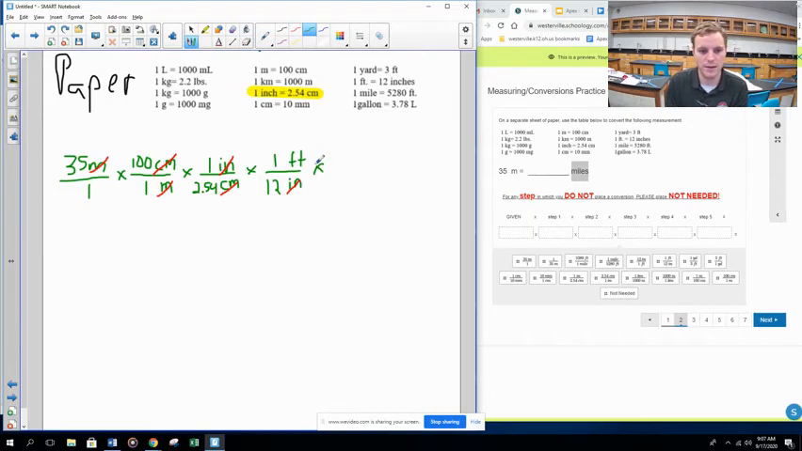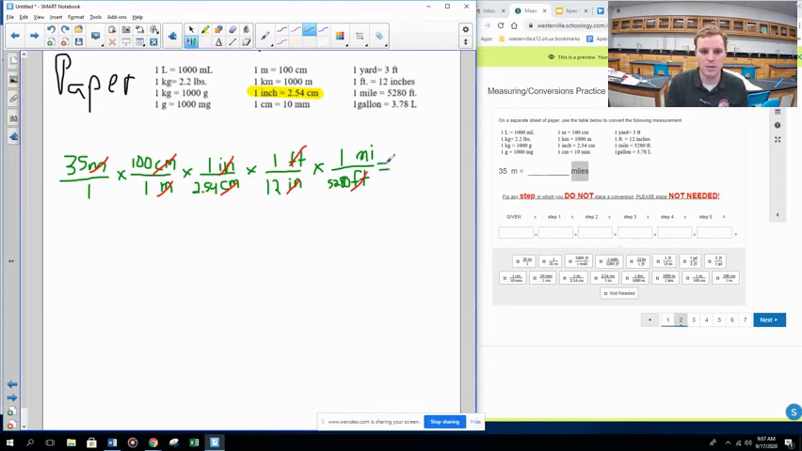Okay, here we go. So I know feet's got to be on the bottom of this next one. And I want to convert it to miles, so I'll have that on the top of this final one. Put MI for miles. So I got 5,280 feet for the 1 mile. Boom, boom. Okay, so I now finally have the units that I want.